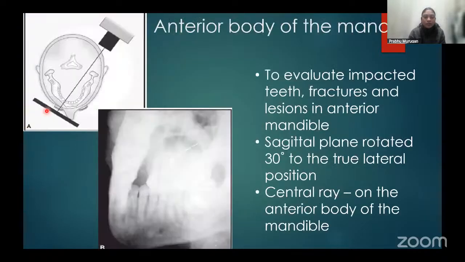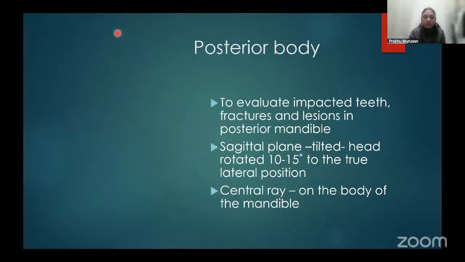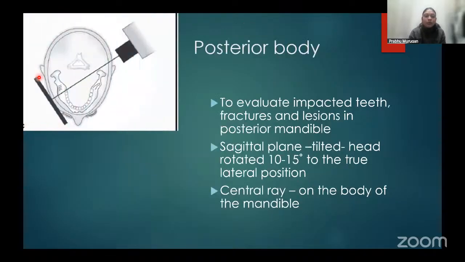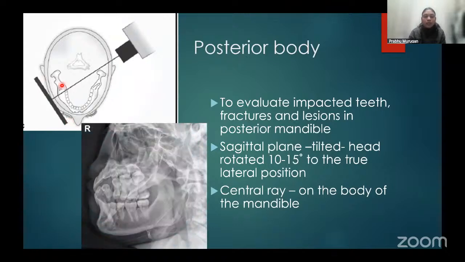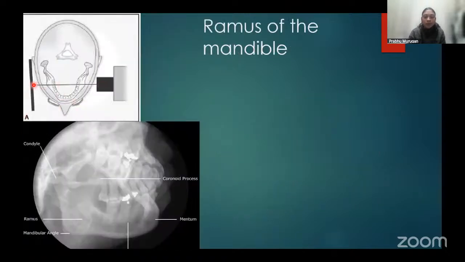For viewing the anterior body of the mandible, look at the X-ray position and how the X-ray source is being projected. Okay, so this is to view the anterior body of the mandible. Next is to view the posterior body of the mandible, and the last one is to look at the ramus of the mandible. The X-ray film is on one side, the X-ray source on the other side. This is the region of interest that is going to be covered.